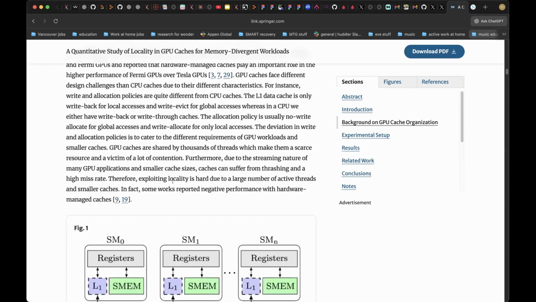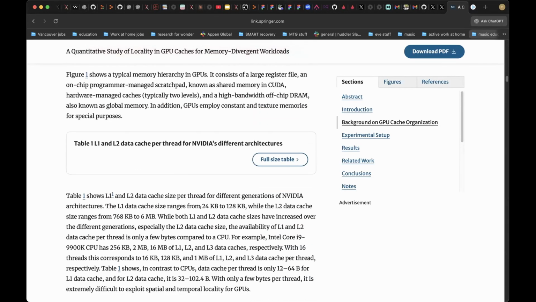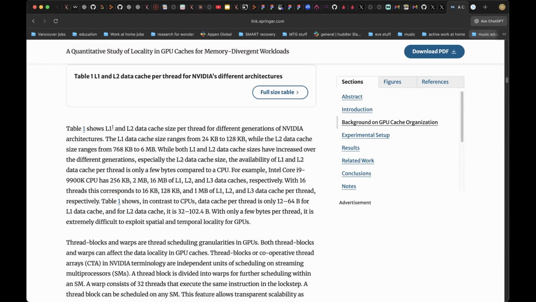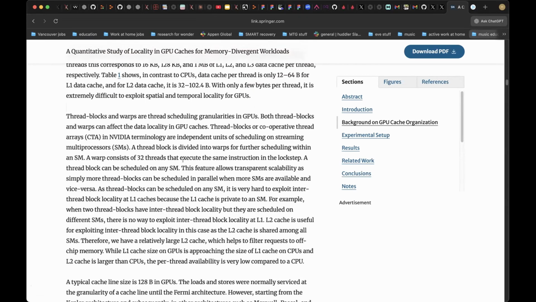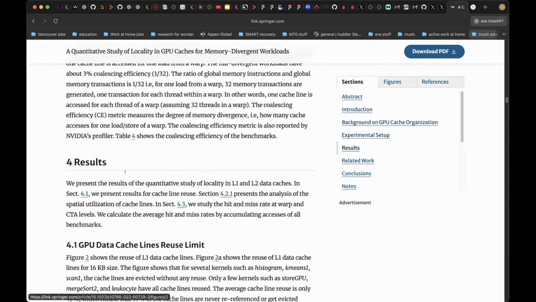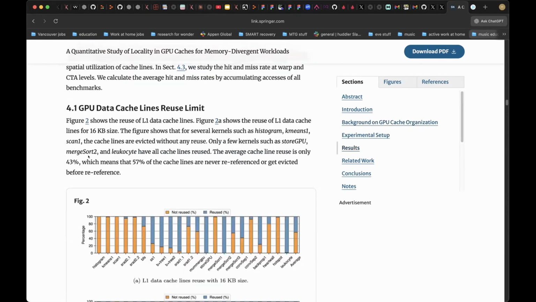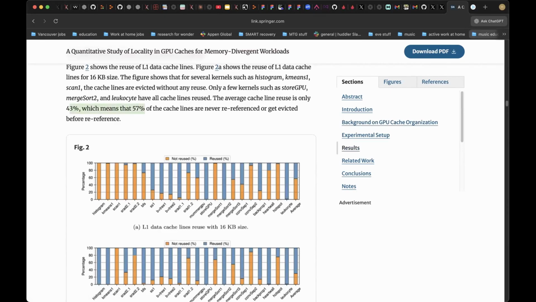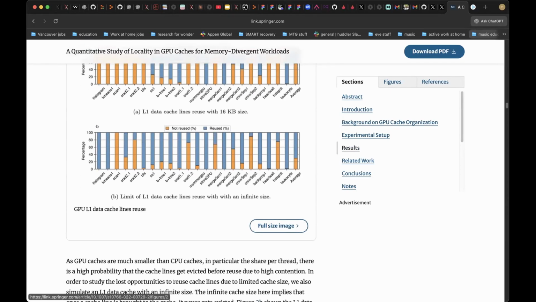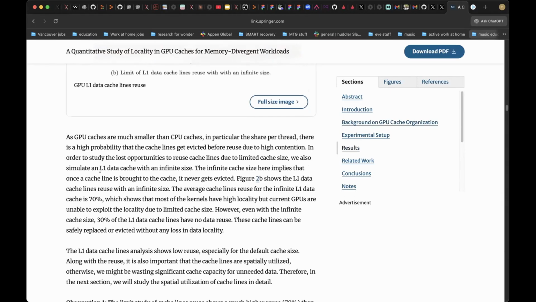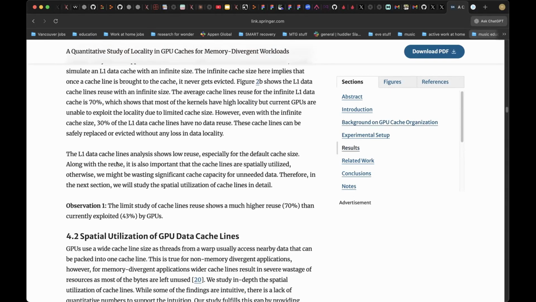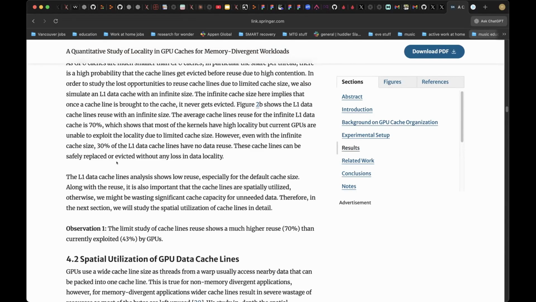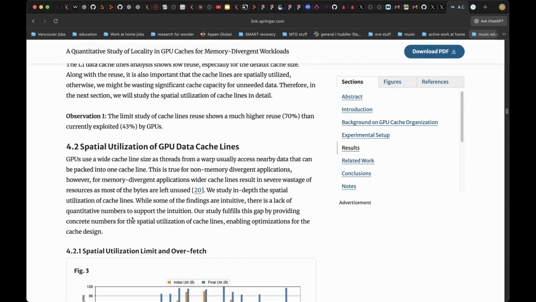It was in section 4. All right, let's hop down there. Cache lines reuse limit. Let's see, 43 and 57%. It's a little bit more down. There it is. The last one, Observation 1. Much higher reuse currently.